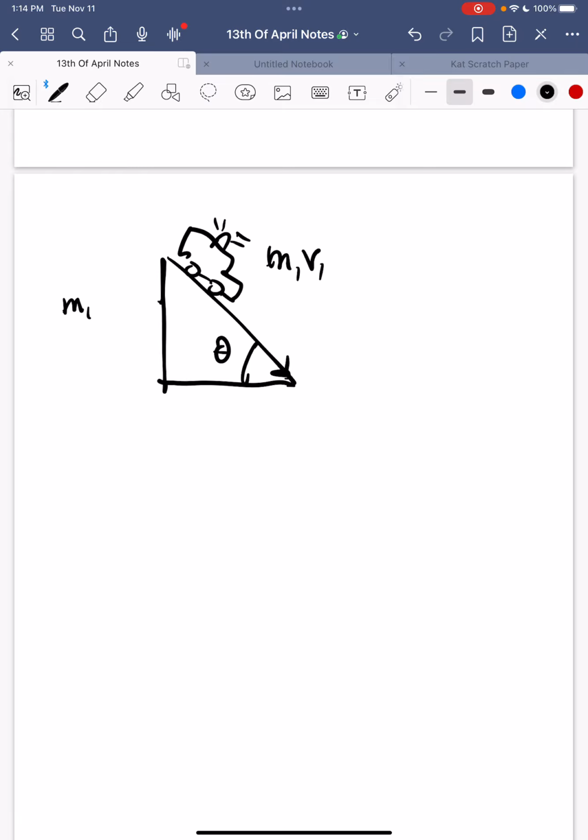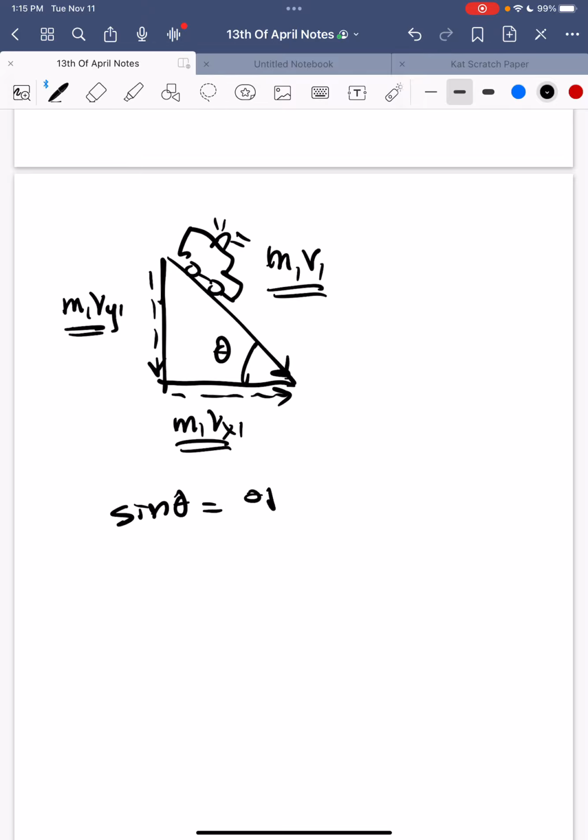Now, in order to get the different components, what I'm going to have to do is say this is mass 1 times the velocity in the y direction of 1, and this is mass 1 times the velocity in the x direction of 1. Okay, so it's going like this, and this one's going like that. How do I get these components? I treat this as the hypotenuse. I treat this as the opposite side. I treat this as the adjacent side. And I know my angle. So I can say something like this. Sine of theta equals opposite over hypotenuse.